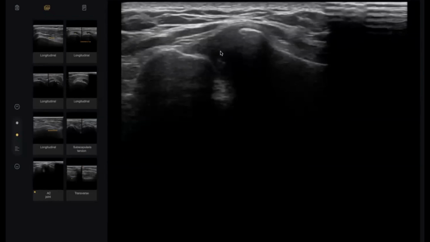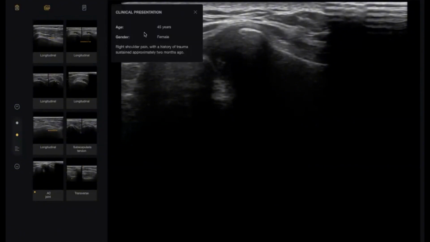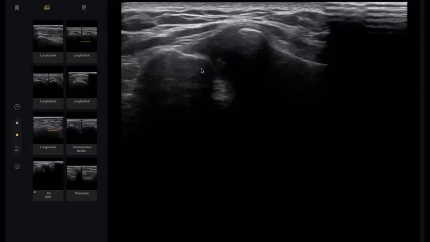But here, look, my colleague, this is the AC joint. This is the acromion. This is the clavicle. Okay? This is normal, by the way. So this patient has trauma and the patient is not elderly. But most patients with supraspinatus tear are due to degenerative changes of the AC joint.